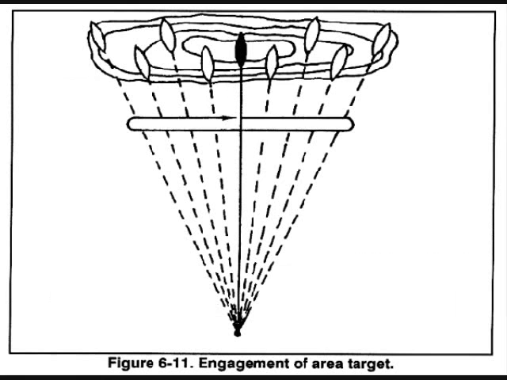A2. Area target. When engaging an area target, an automatic rifleman fires in the center of mass, then traverses and searches to either flank. Upon reaching the flank, he reverses direction and traverses the search in the opposite direction. A leader may indicate the width and depth of the target.